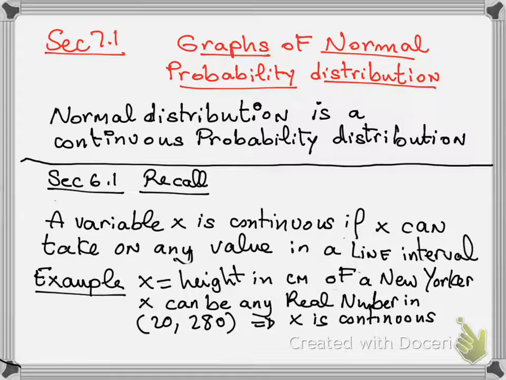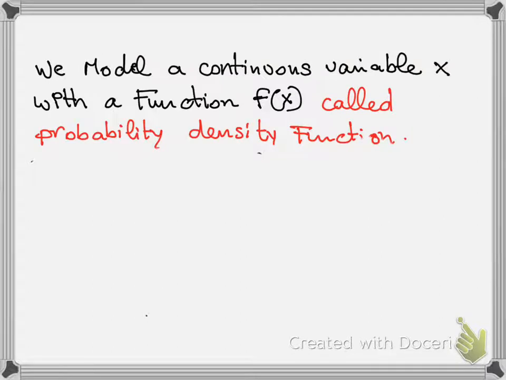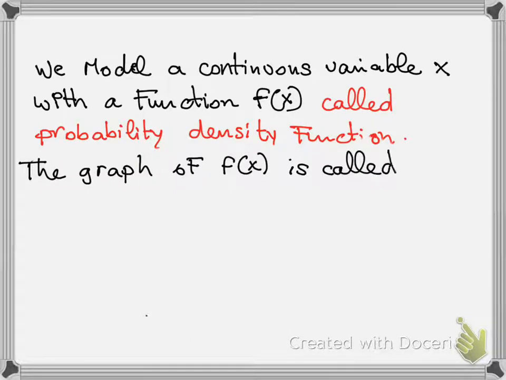So now what do we do with a continuous variable? Well, actually we model a continuous variable with a function. We use functions to model continuous variables, with a function called the probability density function. And the graph of f of x is called a curve.